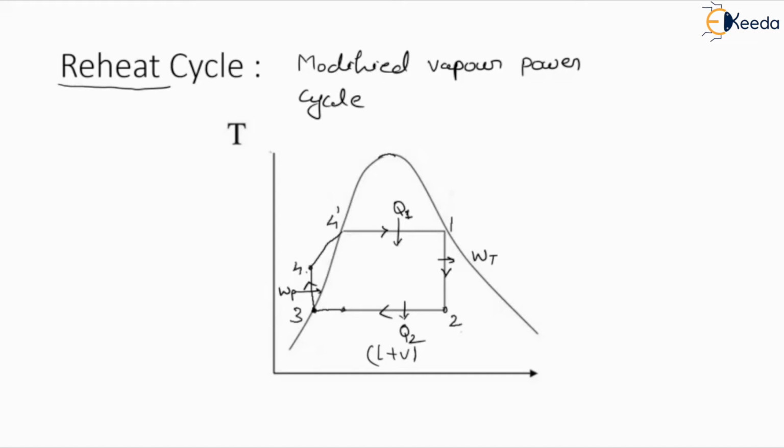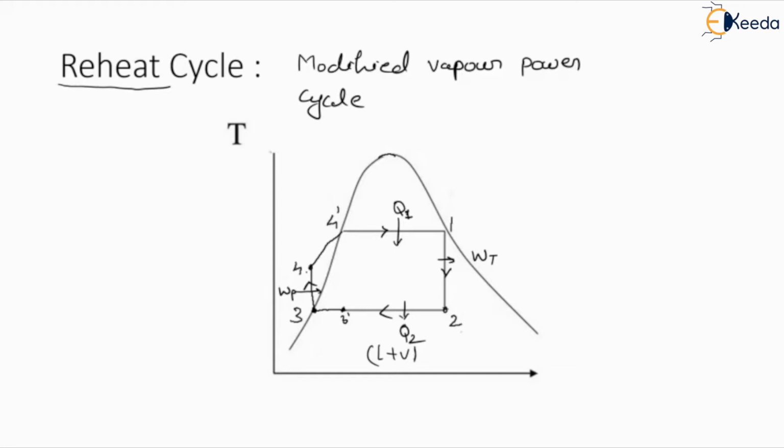Suppose this is the 3 dash point. It is not practically possible. So to define the practically possible process, we have to transfer this 3 dash point to 3, and when we modify this point 3 to the saturated liquid line, this particular cycle is defined as a Rankine cycle. Now here at point 2 also you can see this is representing the liquid plus vapor condition.